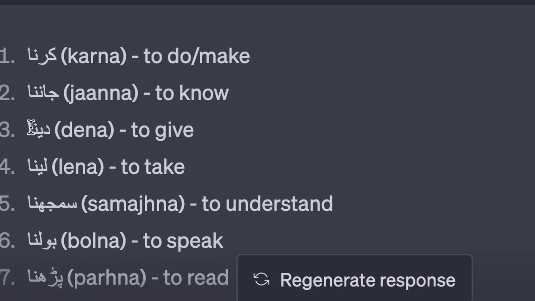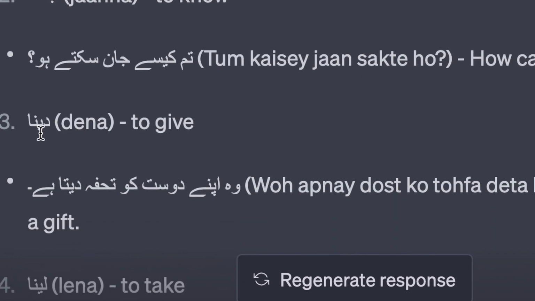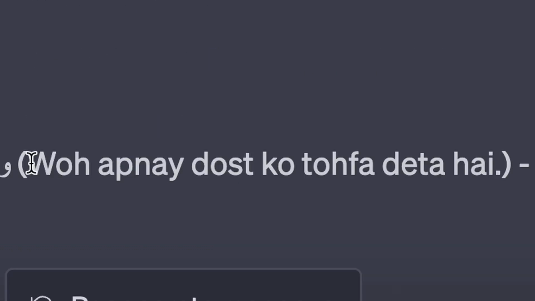Dena, which is to give. We'll go to the example of this verb. So here we can see, वो अपने दोस्त को तोहफा देता है. This is the present simple tense. वो means he. In this case, we know that it is he because the verb is using the ta suffix, which is for masculine, for men. So, वो अपने दोस्त को, to his friend.